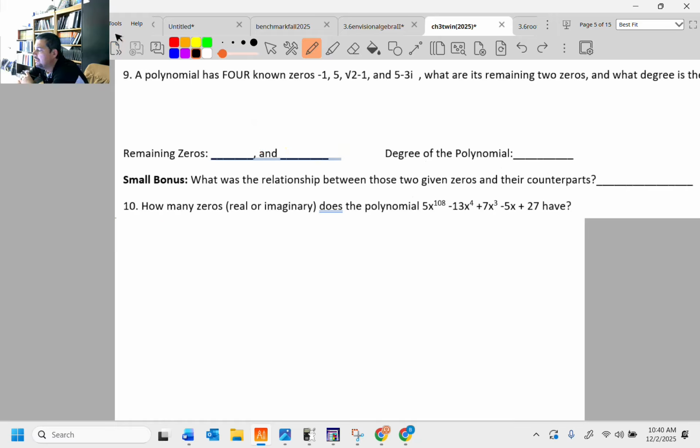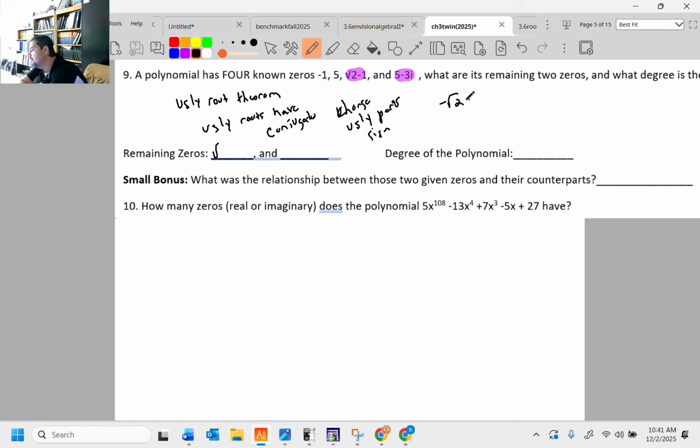All right, a polynomial has 4 known zeros, -1, 5, √2 minus 1, and 5 minus 3i. What are its remaining 2 zeros, and what degree is it? So remember the ugly root theorem? It says ugly roots have conjugates. And your ugly roots are that guy and that guy. So the missing zeros are... ooh, I about messed that one up. It's the ugly thing that changes sign. We change the ugly part's sign. So this would actually be -√2 minus 1. Only the ugly piece changes sign. And the other one's going to be 5 plus 3i.